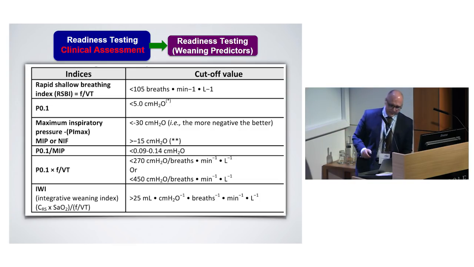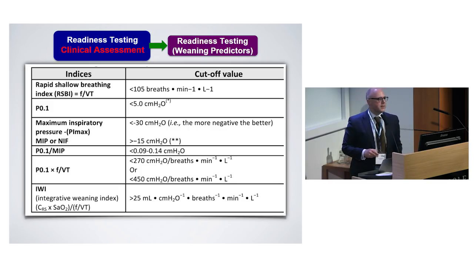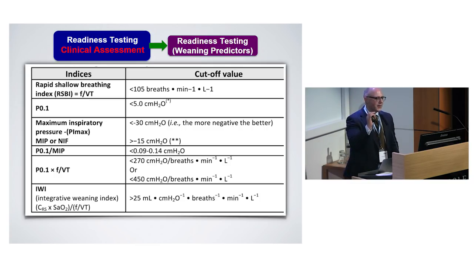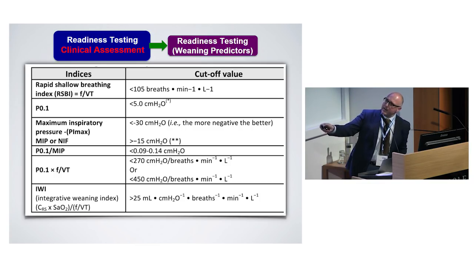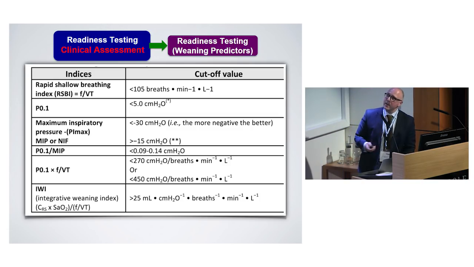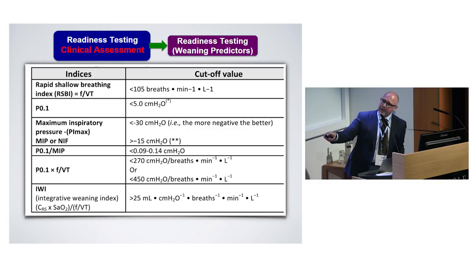So we go with that. Now, how many people use this, the P0.1? This is the pressure that is measured within the first 100 milliseconds of inspiration. This is a non-volitional test, and it will give you an idea of the respiratory drive. The higher this number, the higher the drive. So the patient is in dyspnea and needs some support. Any ventilator can calculate this, so that's quite easy to do.